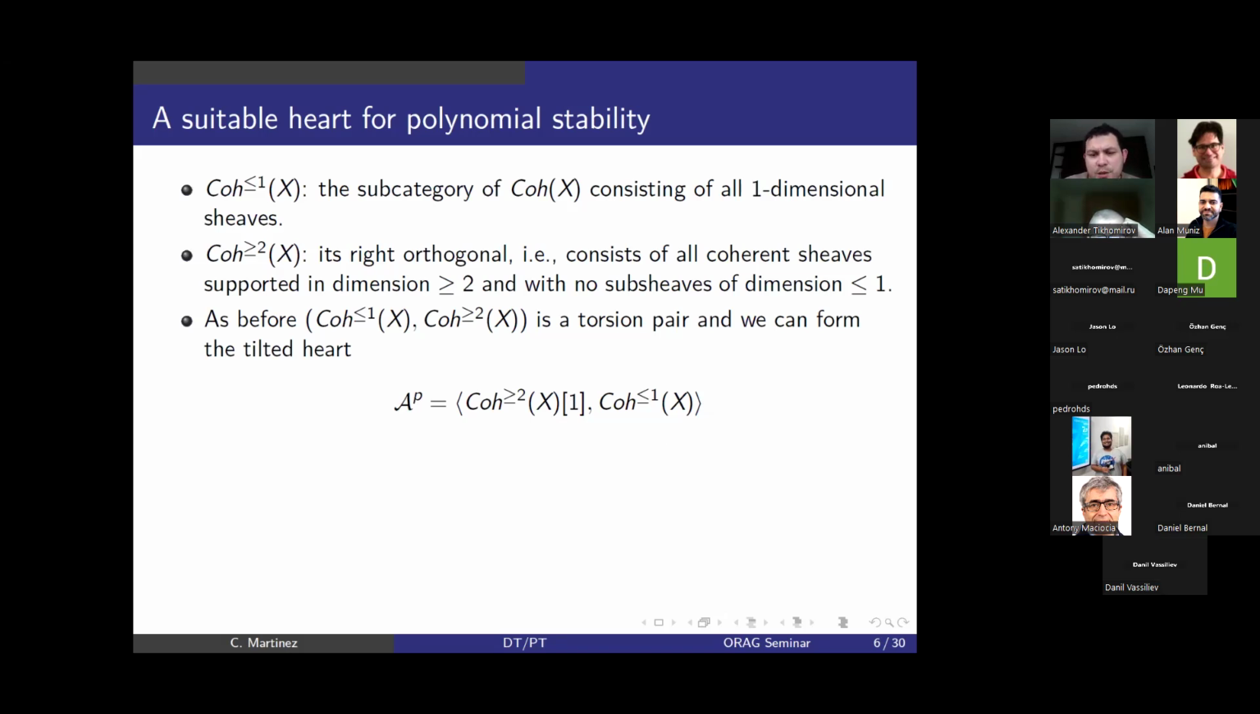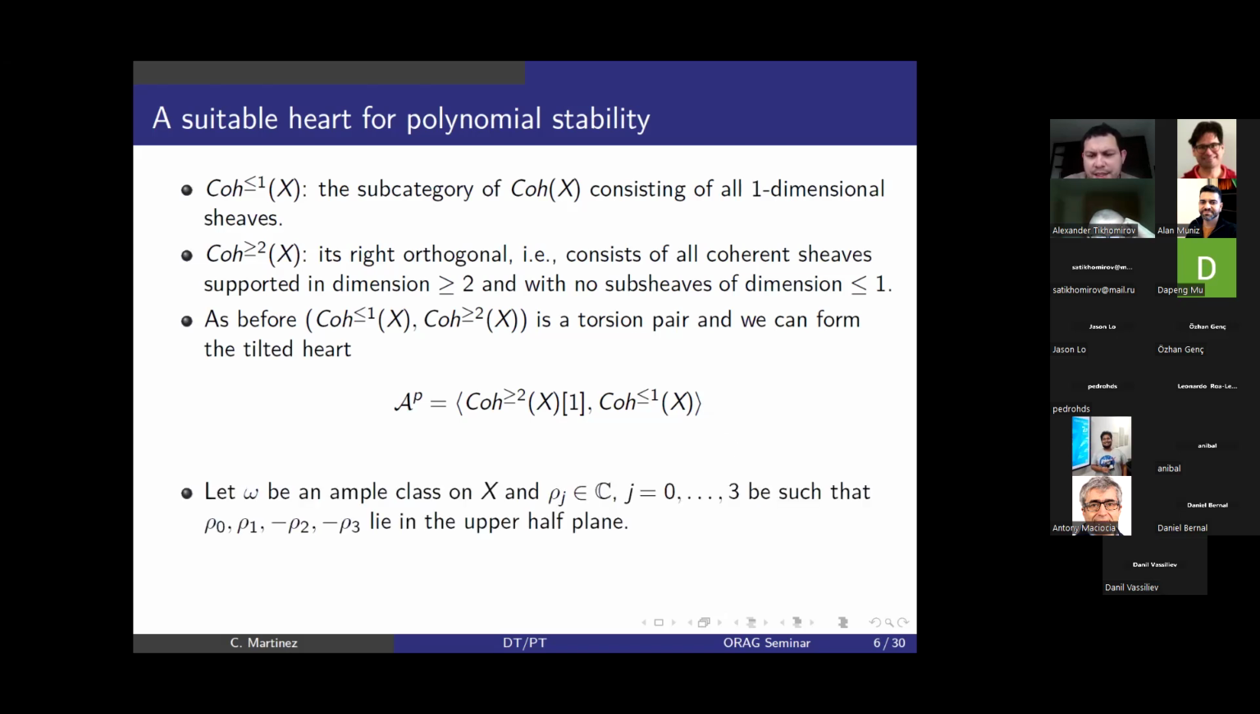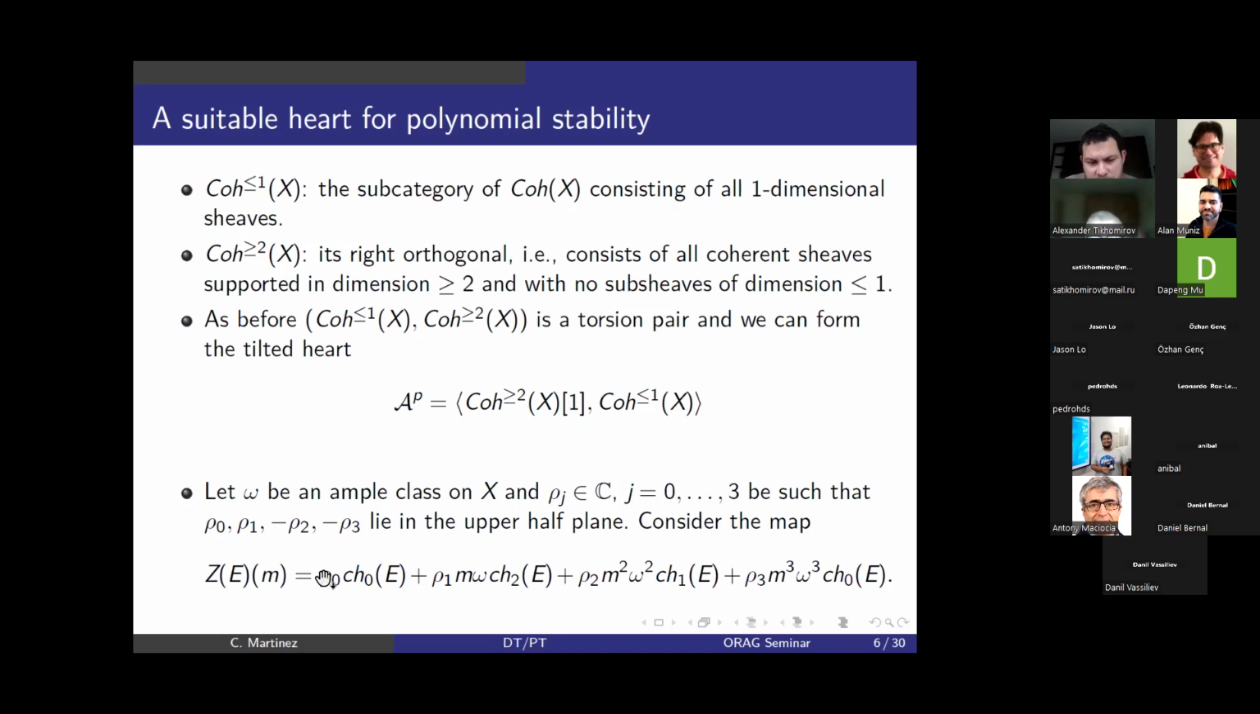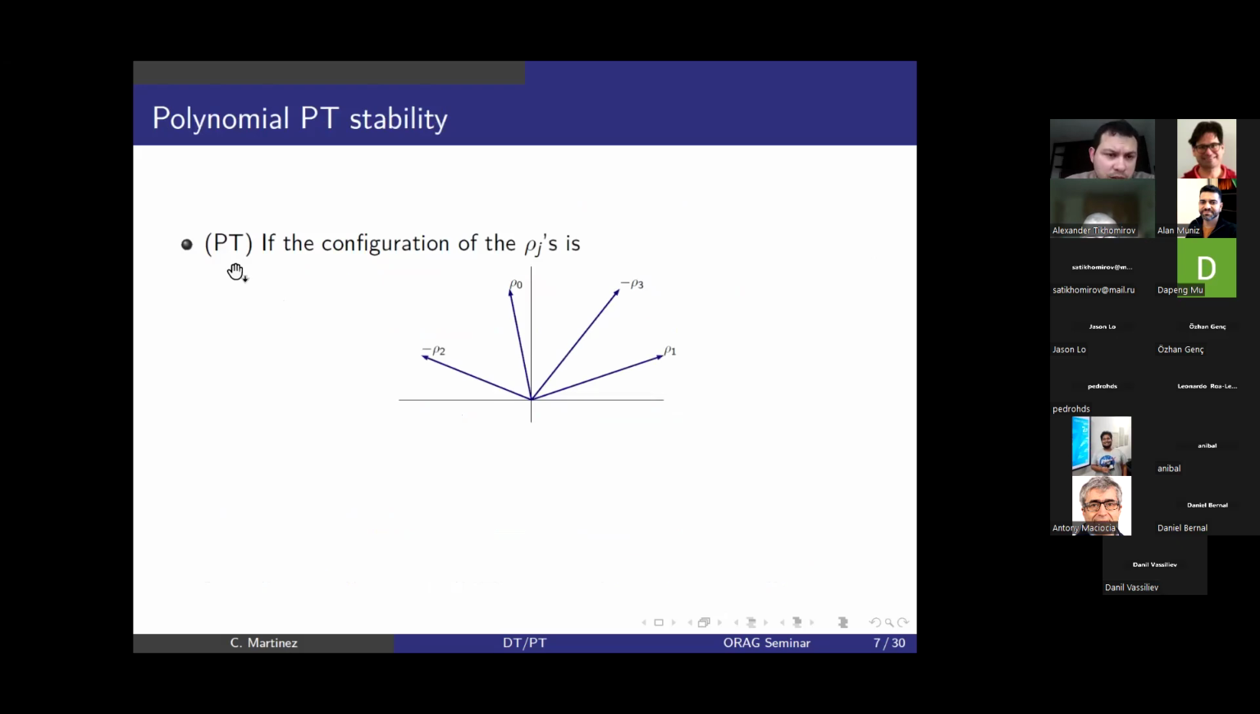Then on this A^p, he can define some polynomial central charges, right? And the way that he does it is the following. He takes an ample class on X and takes 4 complex numbers, in such a way that if I take rho 0, rho 1, minus rho 2, minus rho 3, they all lie in the upper half plane, right? He defines this polynomial central charge, which is just taking rho 0 times the zeroth Chern character, rho 1 times the first Chern character intersect with the ample class and multiply by n, and so on with rho 2 and rho 3. And he studies 2 special configurations of these complex numbers, right? So he has one that he calls the PT configuration, and in this one the complex numbers are organized this way.